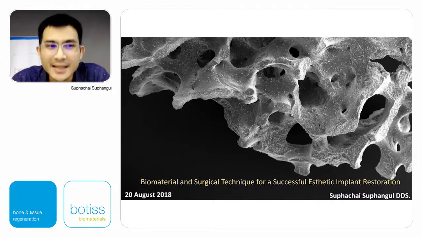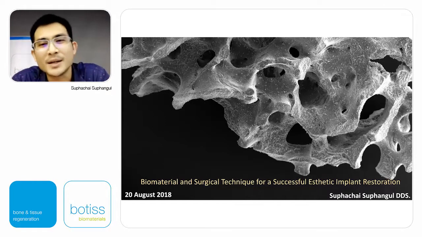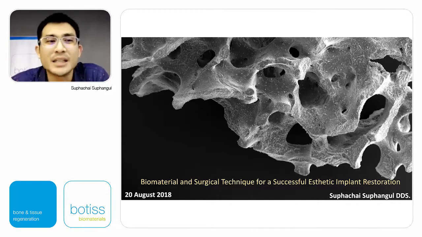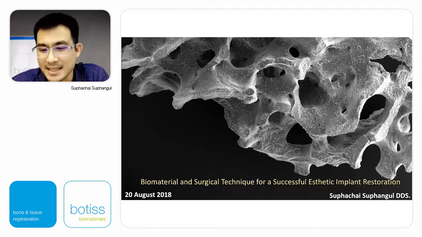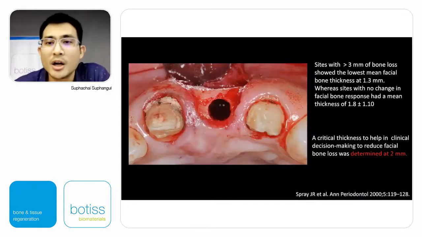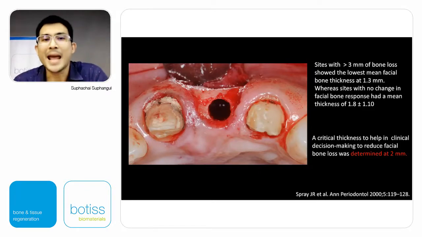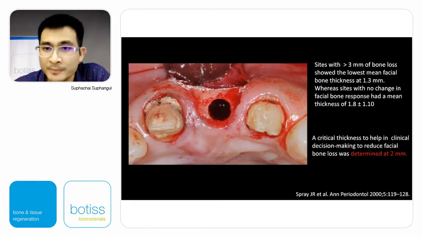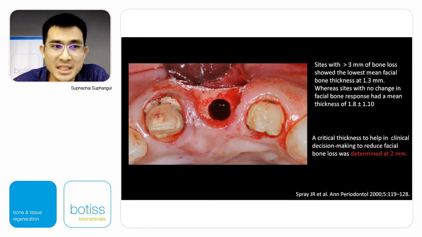Another issue that we meet every day is tissue deficiency before we place the implant, especially on the buccal bone in the anterior zone, the aesthetic zone. From Spray 2000, we need a buccal plate thickness of at least 2 millimeters to prevent recession of the bone and soft tissue in the long term.